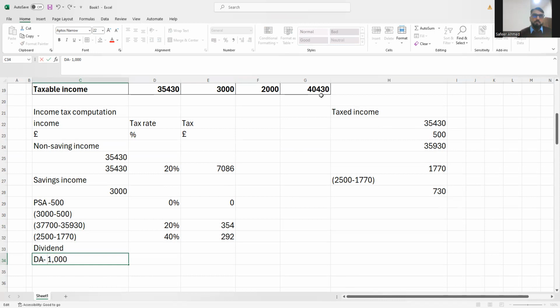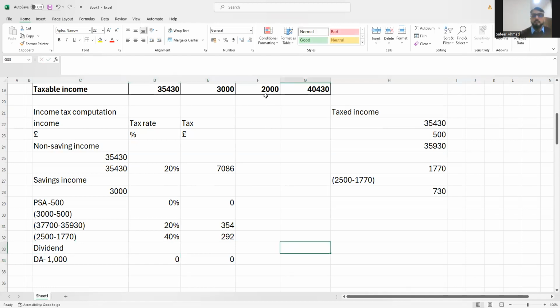Now just to give you a little bit of background on this dividend allowance. It used to be 5 grand a few years back. So the first 5,000 of dividend income was tax free. Then they reduced it to 2,000 for a few years, and now in the new tax year 23-24, they have made it 1,000. So they're reducing it, and I'm anticipating that the government will get rid of this maybe in future. Okay, so the dividend allowance is 1,000, so no tax on that.